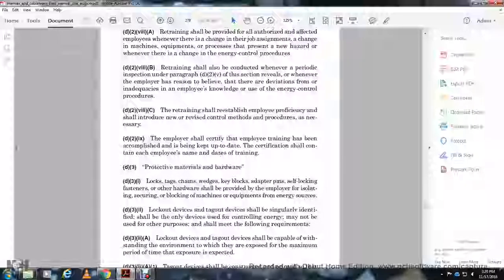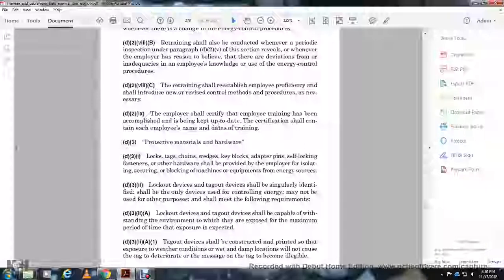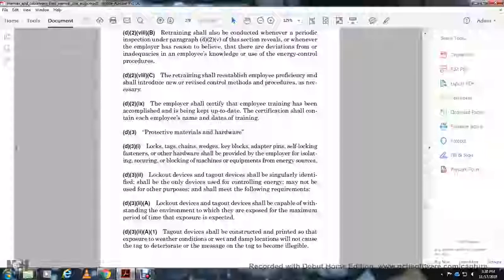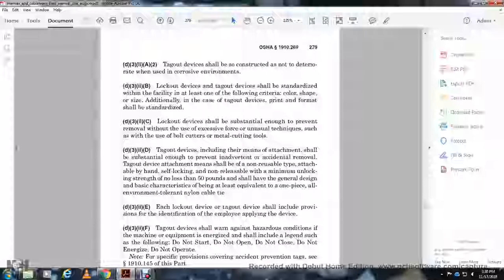Lockout devices and tagout devices shall be capable of withstanding the environment to which they are exposed for the maximum period of time that the exposure is expected. Tagout devices should be constructed so that the identifying message remains legible under weather exposure. In wet or damp locations, tags must not deteriorate or become illegible, and tagout devices shall be constructed to withstand corrosive environments. Lockout and tagout devices shall be standardized within the facility by at least one of the following criteria: color, shape, or size. Additionally, tagout device print and format shall be standardized.